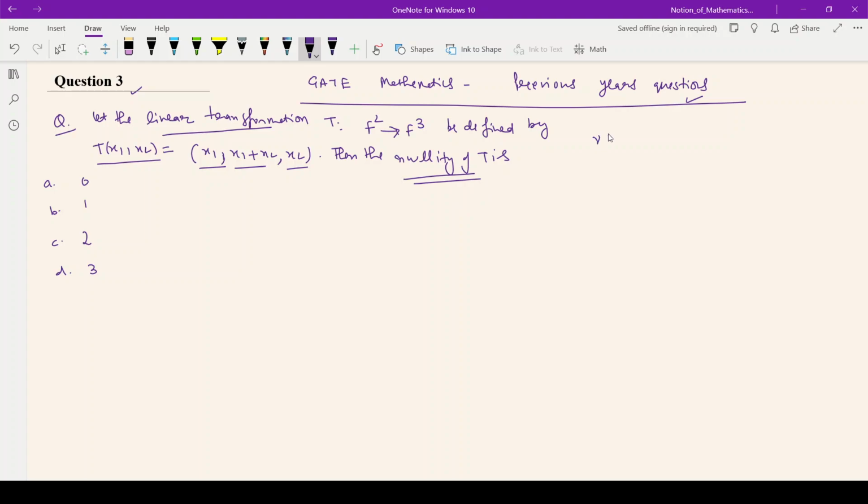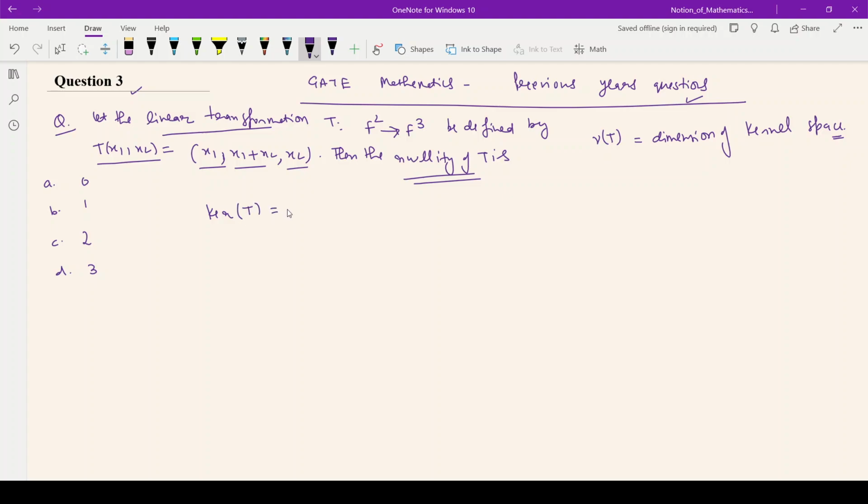As we know, what is the nullity of T? Nullity of T is the dimension of the kernel space, you can also write. So dimension of kernel or dimension of kernel space. So students, we know what would be the kernel here of this transformation.